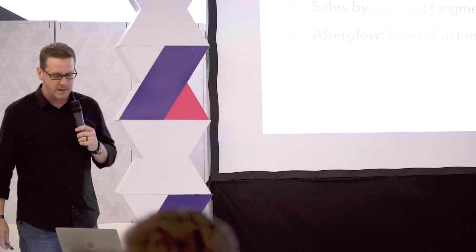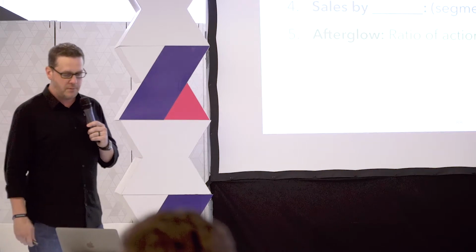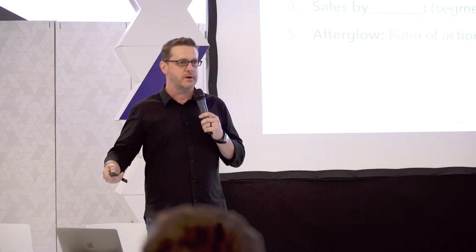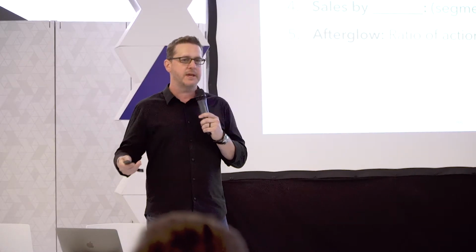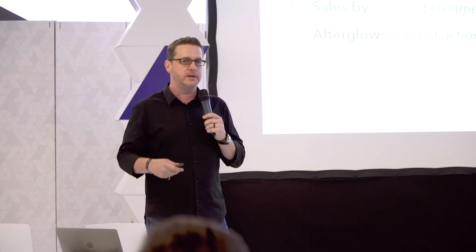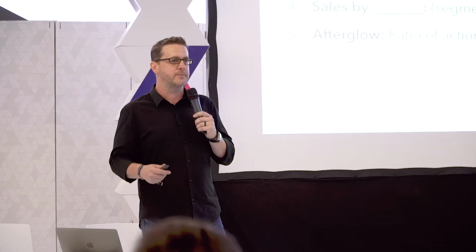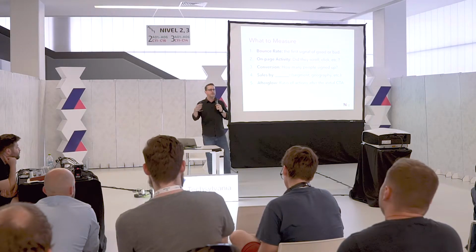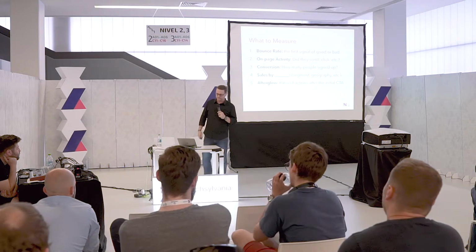And then there's what we call afterglow, which is the ratio of actions after the initial call to action. So after they give you the email address, if you provide them something else to do, more content to read, maybe it's a social share, maybe it's something else that you ask them to do, if they do those things, they're more likely to have affinity for the product.